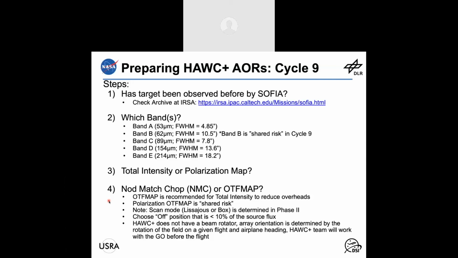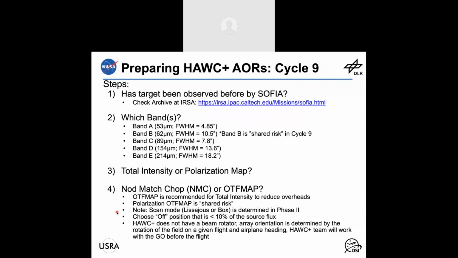As part of the on-the-fly mapping, there's 2 different choices for your scan mode. Those are Lissajous and box scan mode. That can be determined in phase 2, so it's not super critical in phase 1. You don't need to actually pick one for phase 1. It can be changed later, but I'm just noting that here. So if you were worried about that, we can visit that later on.